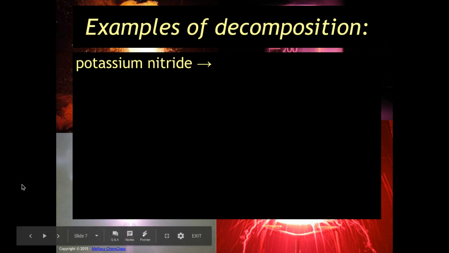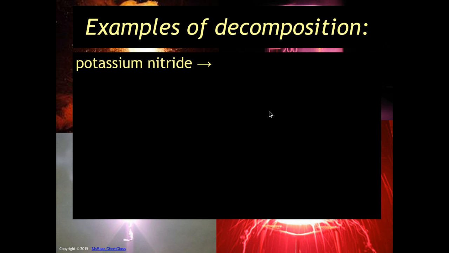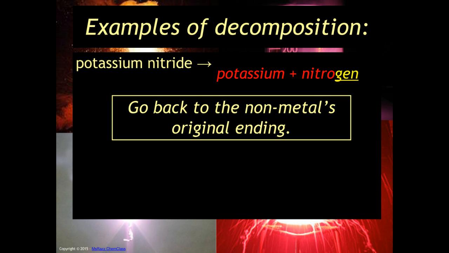So we start with potassium nitride. That's definitely a compound. Since it went through a decomposition reaction, you just need to go back to the nonmetal's original ending. So you have potassium, because potassium stayed the same even when we were synthesizing them. The metal stayed the same. Then you have nitride, but in this case, nitride is no longer in a bond. It's by itself. And when nitrogen is by itself, we just call it nitrogen. It's that simple. So basically what I'm saying here is you go back to the nonmetal's original ending.